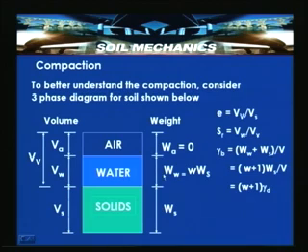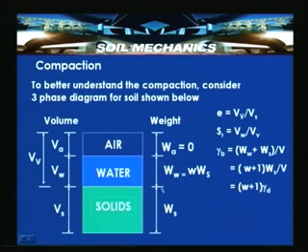To better understand compaction, consider again the three-phase diagram for soil shown below. This we have discussed in the previous lectures: air, water, solids. On the left-hand side you will see volumes, that is volume of air and volume of water, which put together is volume of voids, and volume of solids. On the right-hand side, weight of air is equal to 0, and weight of water is equal to water content times weight of solids, where Ws is the weight of solids.